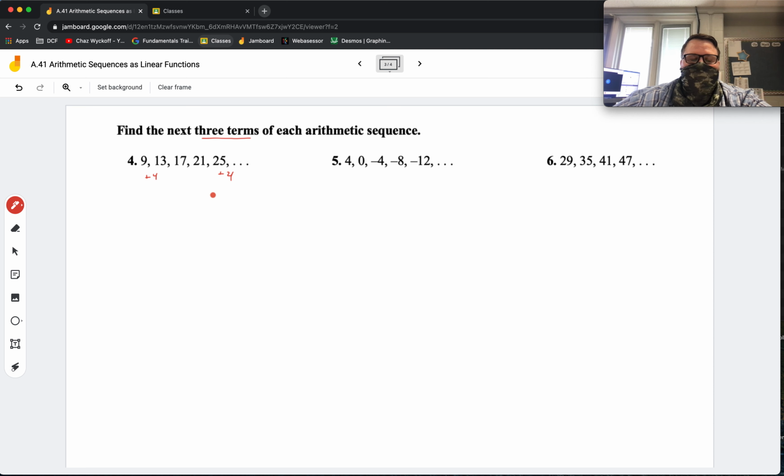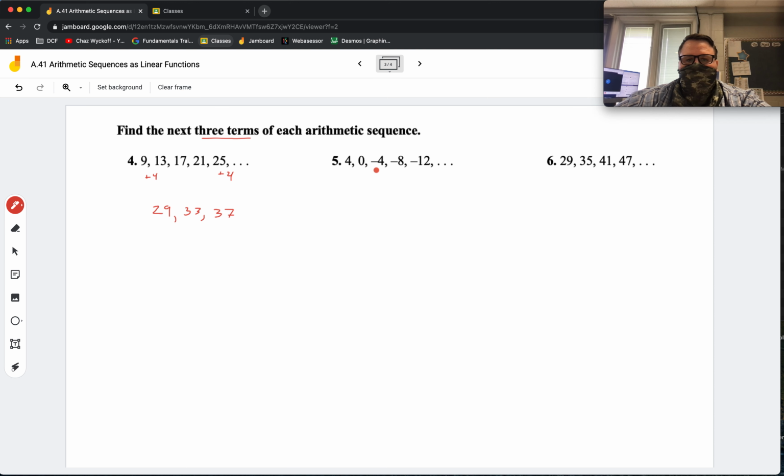So 25 plus 4 is 29. And then we want 3 terms. So that's our 1. 29 plus 4 is 33. 33 plus 4 is 37. And that's it.